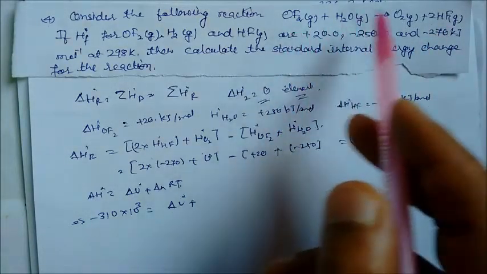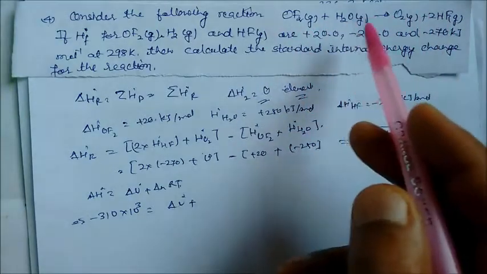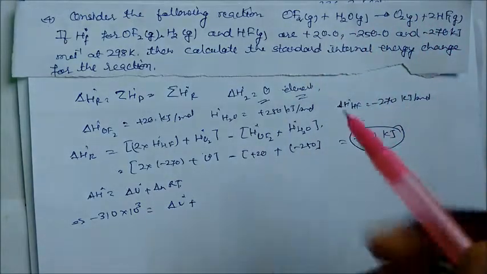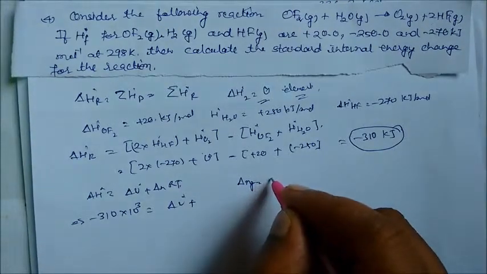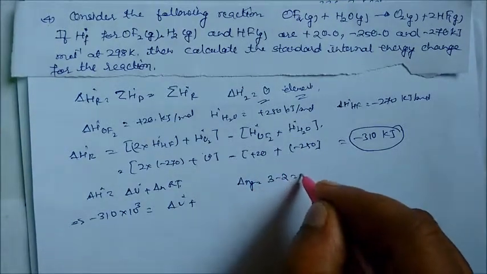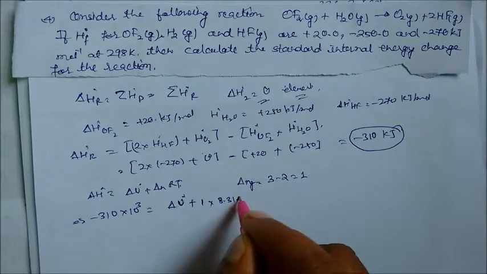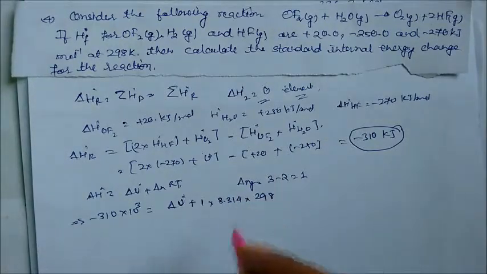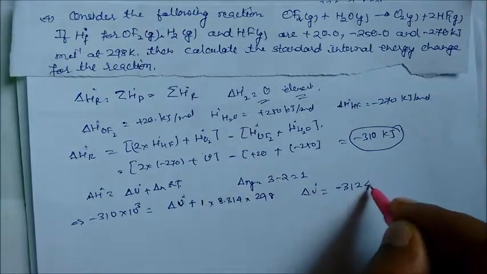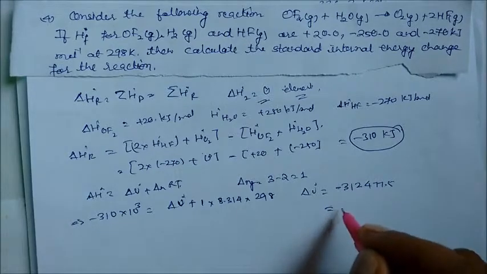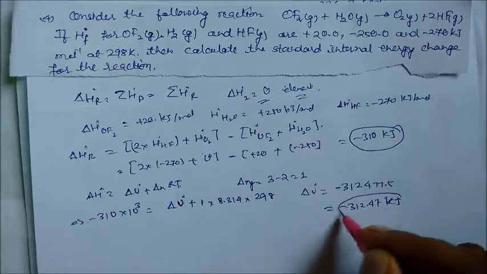Oxygen is also a gas. So delta n g will be 2 plus 1, 3, minus 2, which is equal to 1. So here you put the value 1, R is 8.314, and the temperature is 298 Kelvin. On solving we will get minus 300,247.5, or we can write minus 312.47 kilojoule. So this is our answer.